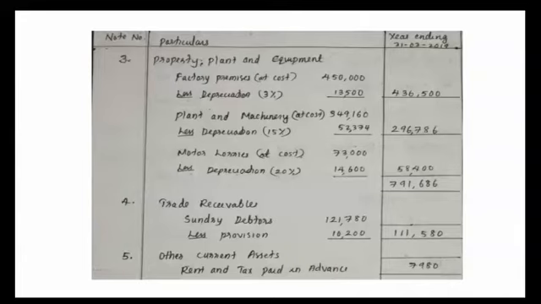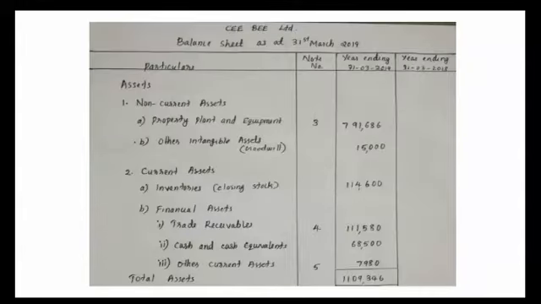Then we will get 1,11,580. Okay, the total of trade receivables is 1,11,580. The next head is cash and cash equivalent. There is only one item, cash in hand and cash at bank as 68,500. So here also I am not providing any note number.